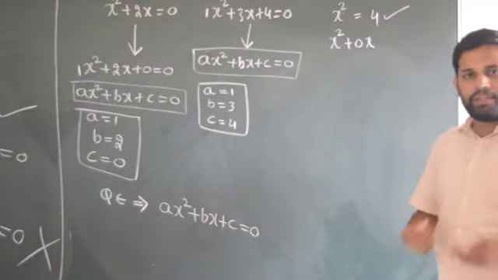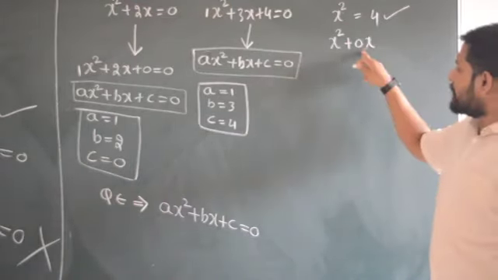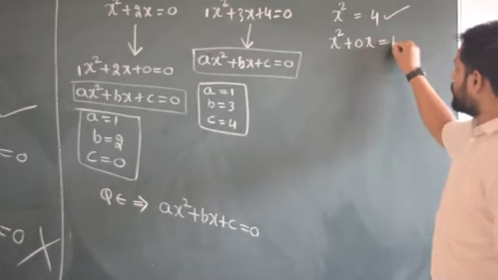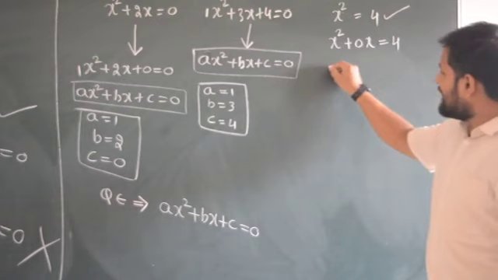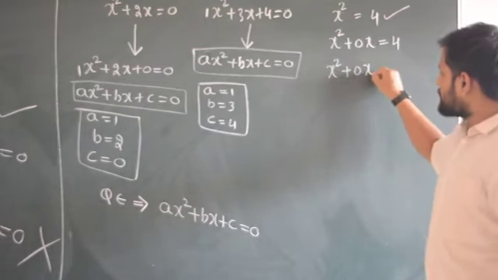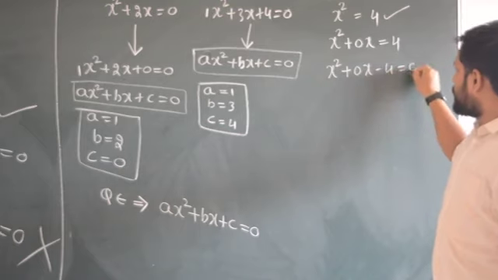x square anyhow it was there. If I add 0x, what will be the difference? There is no difference for that. Then that is equal to 4. Now can I write it as x square plus 0x minus 4 is equal to 0?